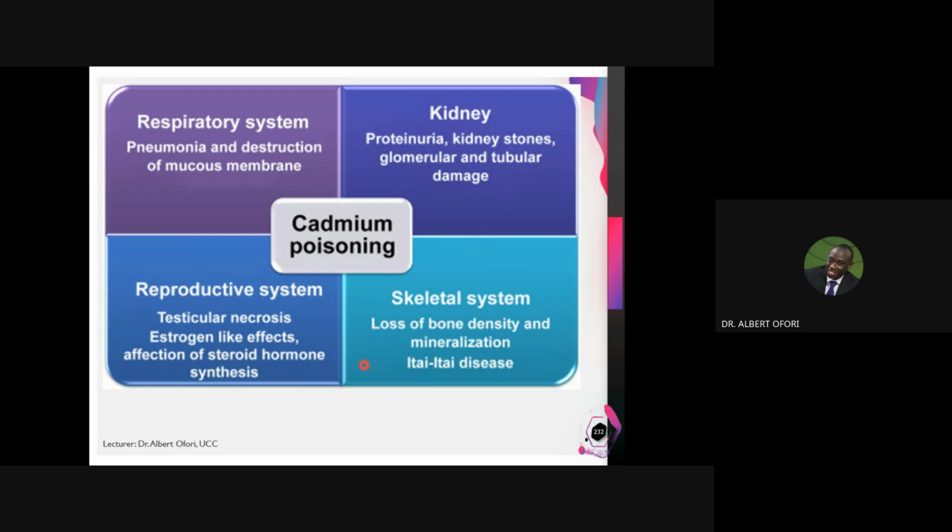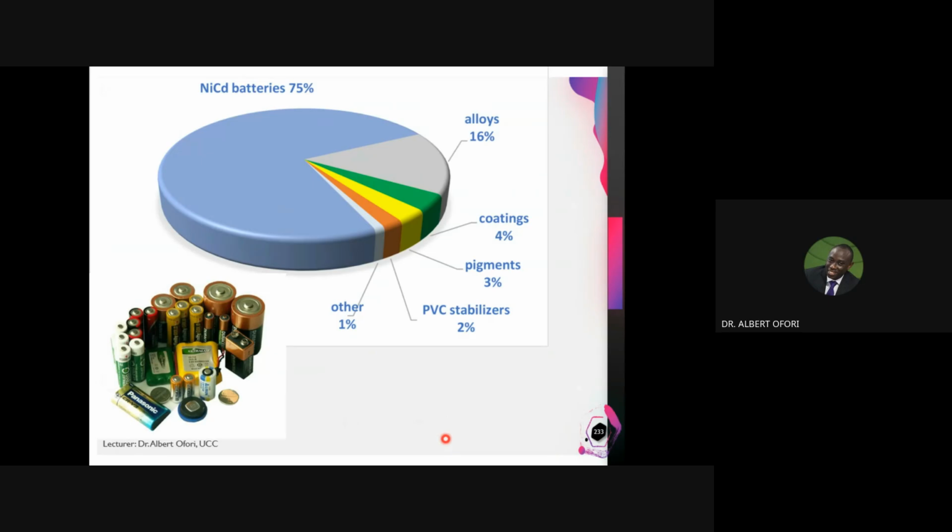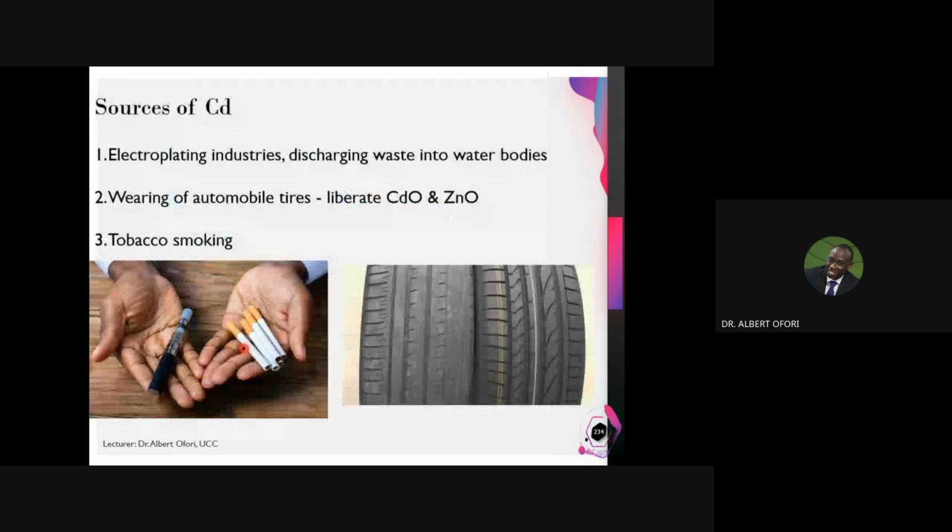But we are still using cadmium in batteries, the nickel-cadmium batteries. So we are still having these types of batteries available. Again, we have high deposits of cadmium in tobacco, which is also part of the reason why they write that smoking kills. So we have that in tobacco as well.